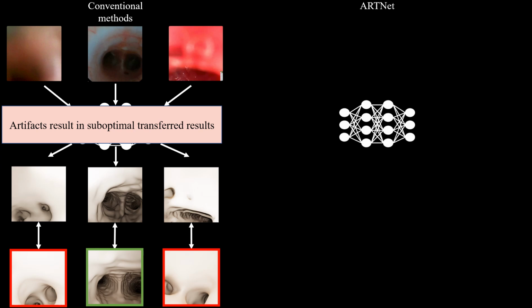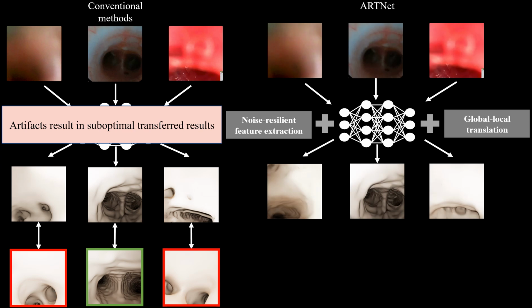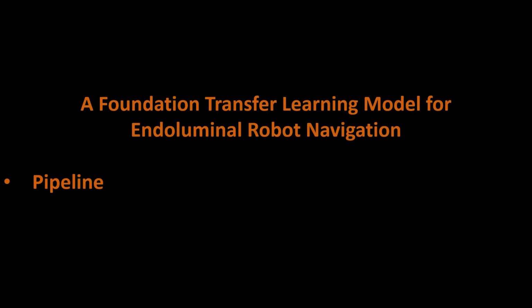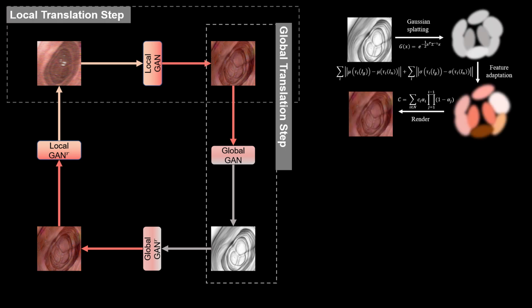This paper presents an artifact-resilient image translation method incorporating noise-resilient feature extraction and a global-local translation strategy. It can effectively generate clean virtual images from artifact-affected images, facilitating accurate registration. For the pipeline, we divide the image translation into two steps, a local translation step and a global translation step. Due to the lack of artifact-free images in real-life clinical settings, we design a pseudo-labels generator based on differential 3D reconstruction and style transfer techniques.